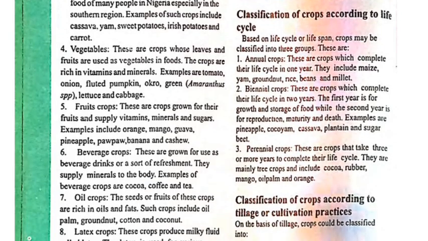Number 4, we have vegetables. These are crops whose leaves and fruit are used as vegetables in food. The crops are rich in vitamins and minerals. Examples are tomato, onion, fluted pumpkin, okra. We have lettuce, cabbage. We have the amaranthus species.